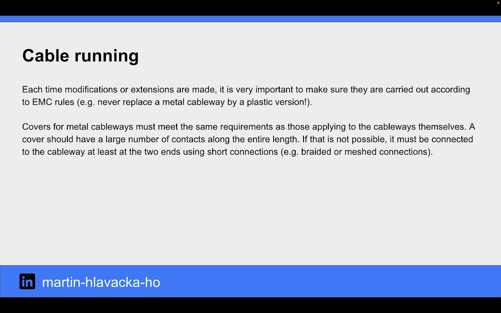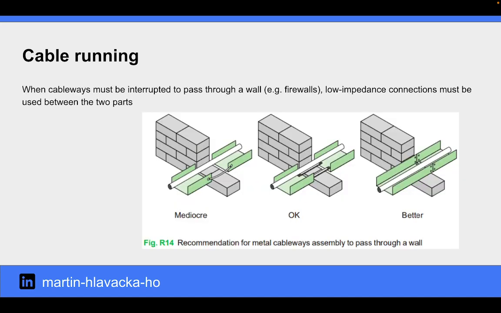Each time modifications or extensions are made, it is very important to make sure they are carried out according to EMC rules. Covers for metal cableways must meet the same requirements as those applying to the cableways themselves. A cover should have a large number of contacts along the entire length. If that is not possible, it must be connected to the cableway at least at the two ends using short connections. When a cableway must be interrupted to pass through a wall, low impedance connections must be used between two parts.